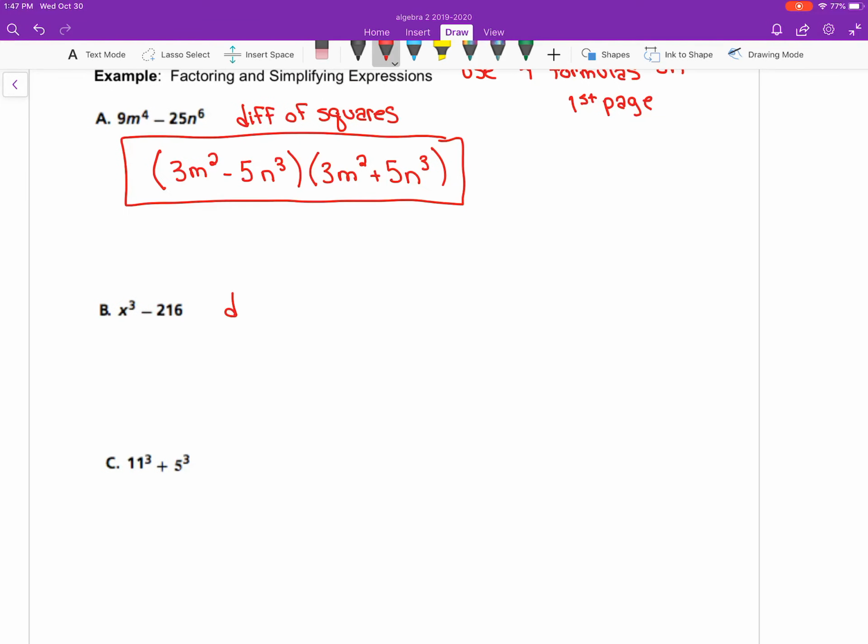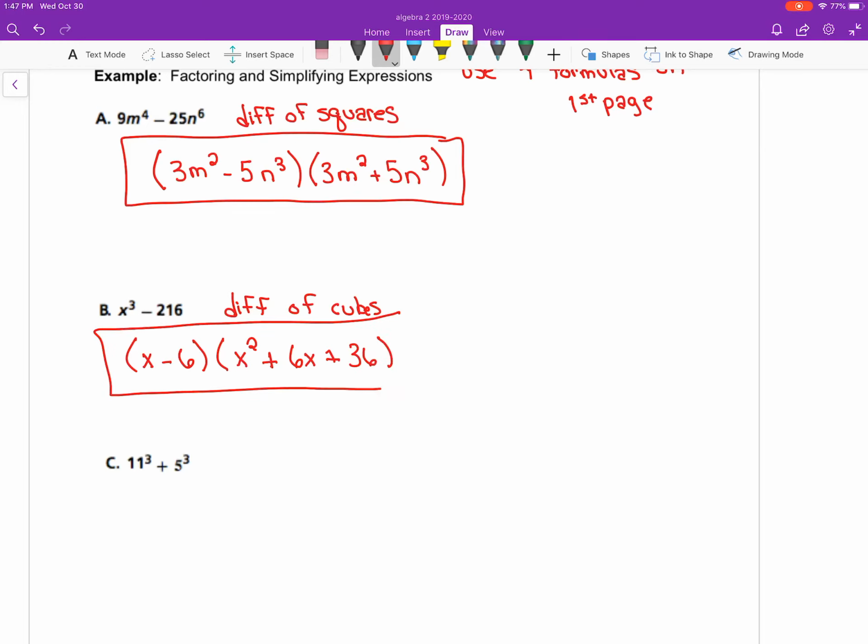This is a difference of cubes. And just remembering your sign, cube root the first number, cube root the second number, which happens to be 6, square the first number, plus sign, multiply them together, plus sign, square the second number. Okay, final answer.